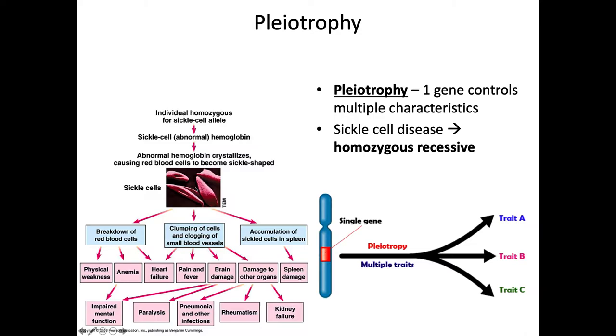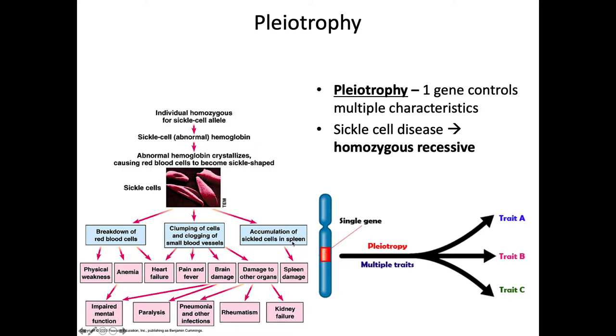Or you can also have a clogging of your blood vessels. Your blood vessels are circular in diameter, and your red blood cells are supposed to be circular in diameter and flow smoothly through your blood vessels. Well, if your red blood cells are the sickle shape, crescent shape, they can't flow smoothly through the blood vessels, and then what you get is clumping, clogging, and blocking of your blood vessels, and then you get these symptoms here.